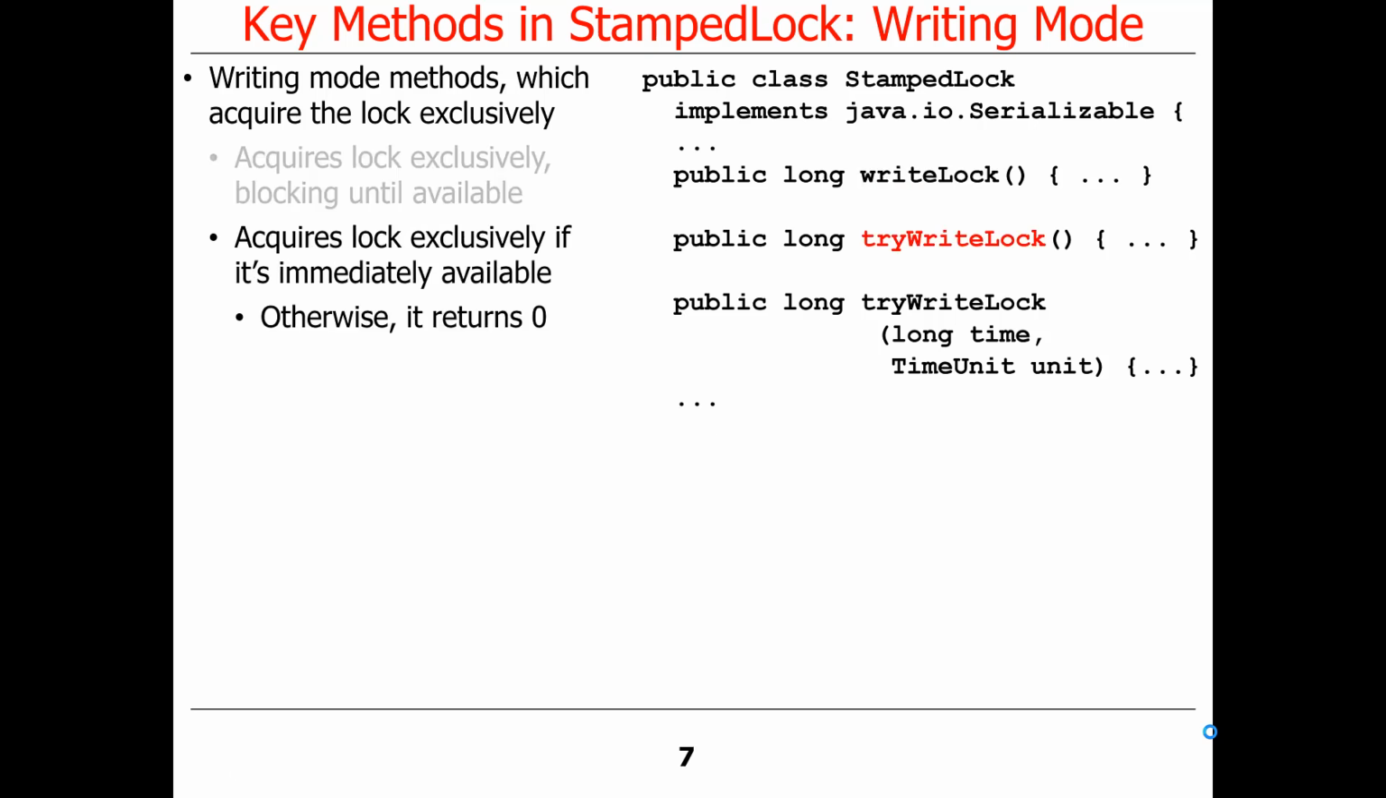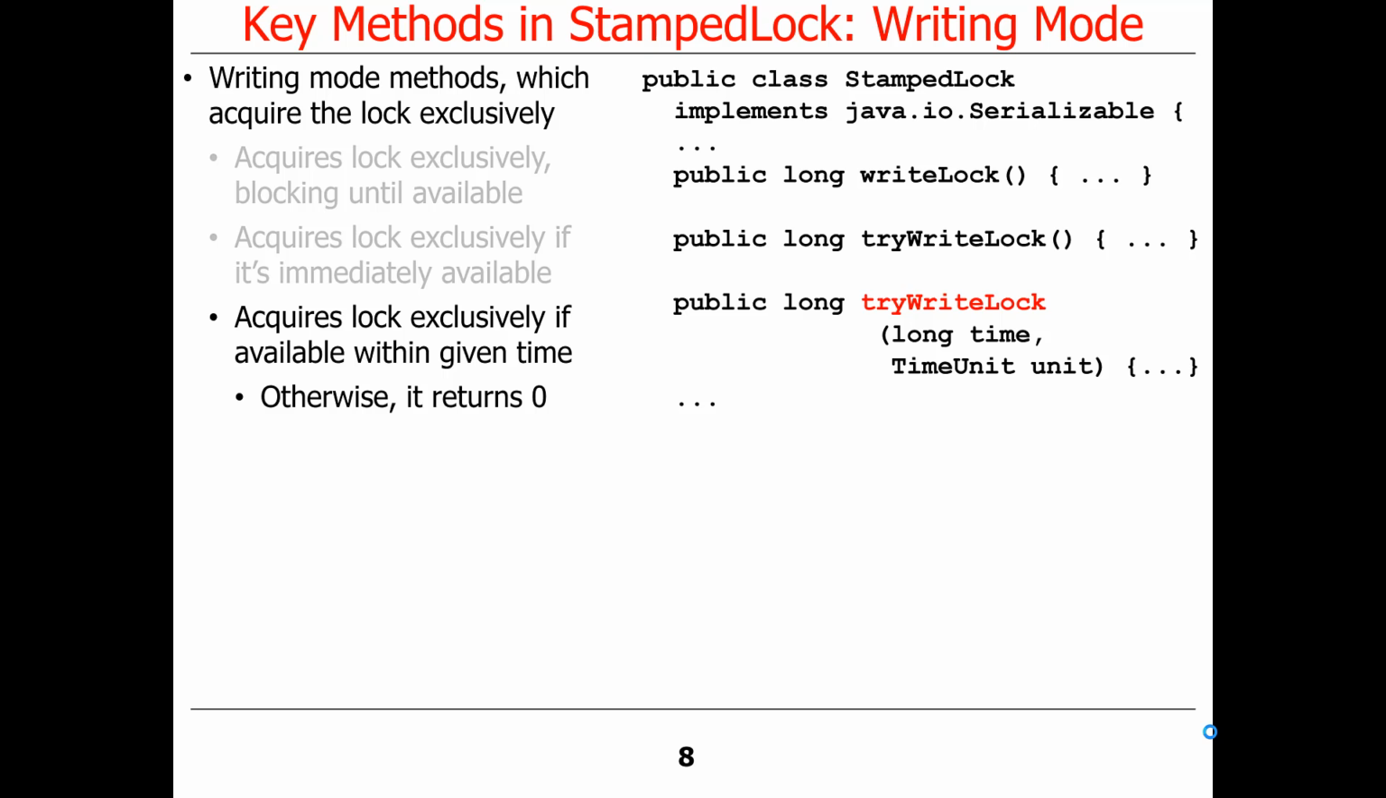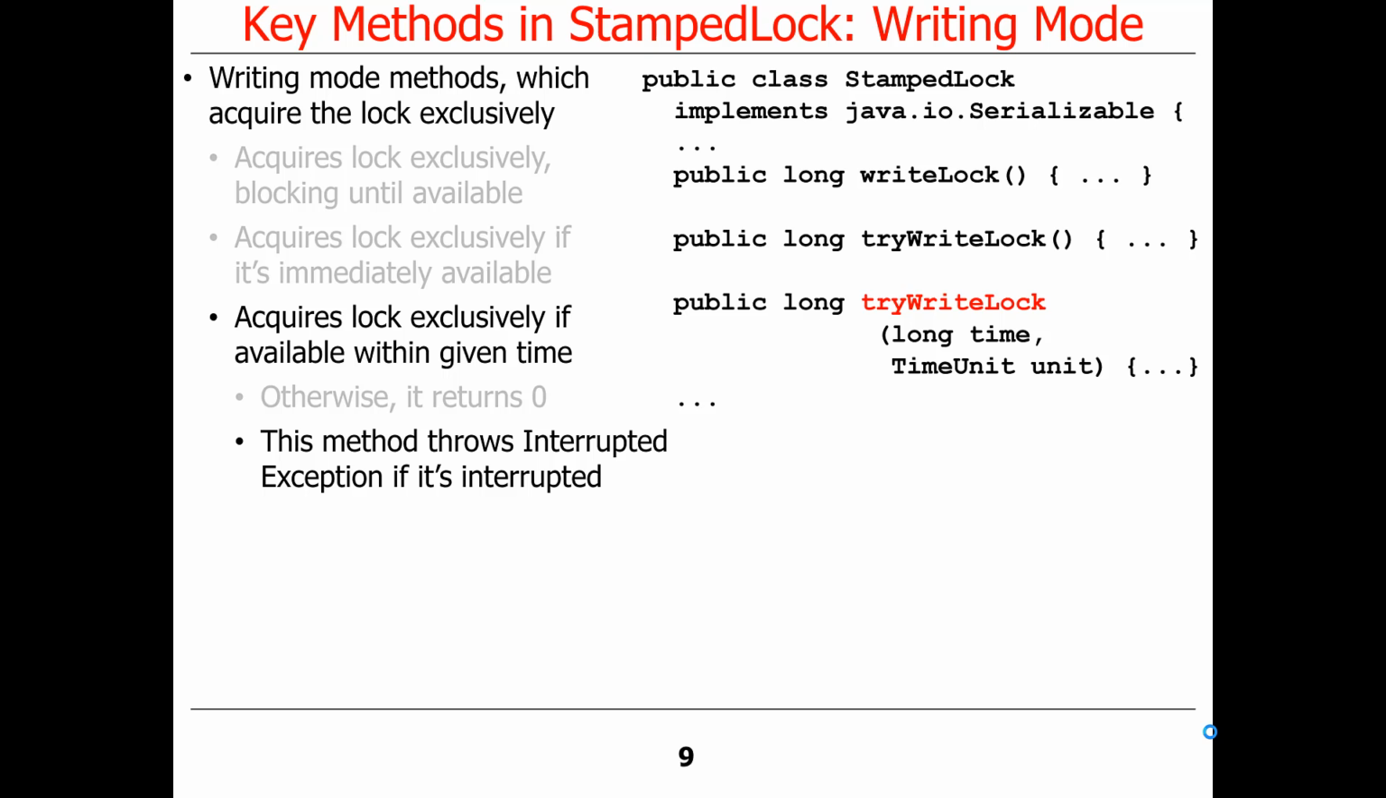The tryWriteLock method acquires the lock exclusively if and only if it's immediately available. Otherwise, it returns the value 0 to indicate it was not able to acquire the lock immediately. There's also a tryWriteLock that's timed. This acquires the lock exclusively if it's available within the given time frame. Otherwise, it returns 0. This method throws the InterruptedException if it's interrupted.